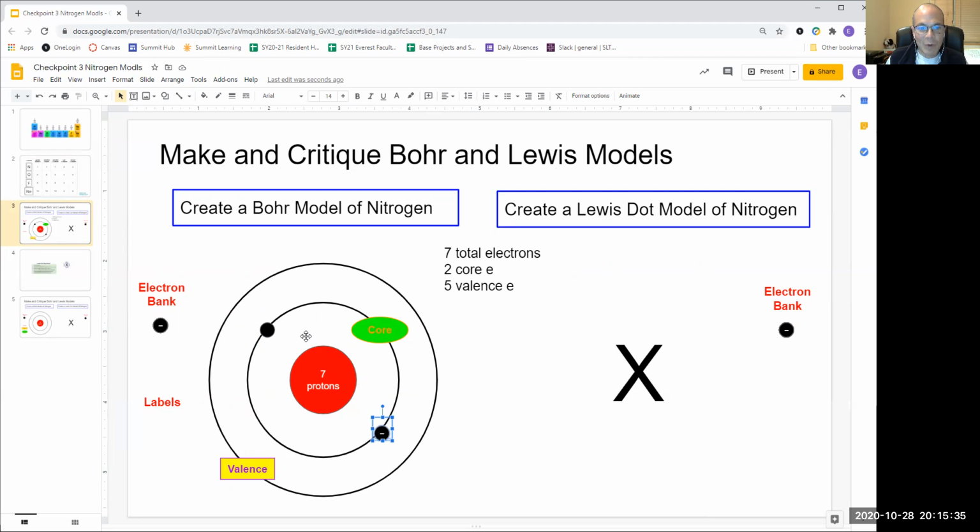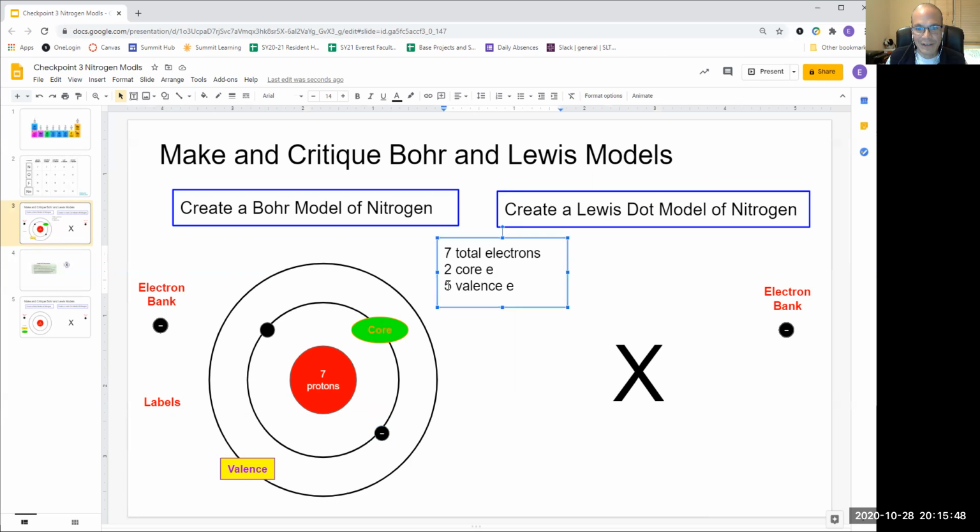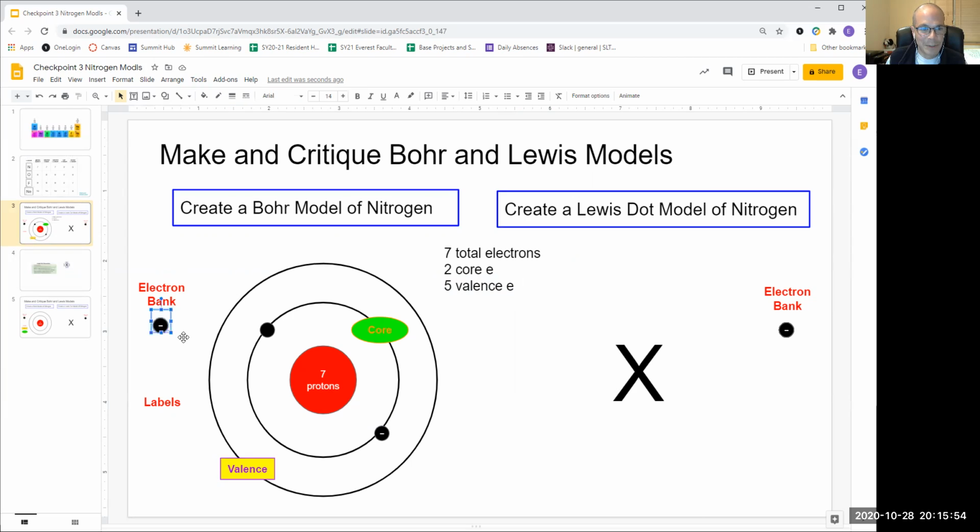The other thing about the Bohr models is we always start from the inside and work outward. So we fill up this core ring first with our 2 electrons, and now there's 5 electrons that go into this valence ring. Okay, and that's what the valence electrons means. It means that these electrons go in this valence ring. So if you've labeled your rings, then it should hopefully be pretty straightforward.